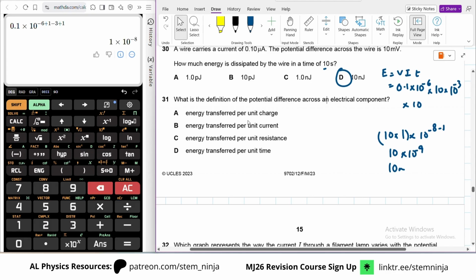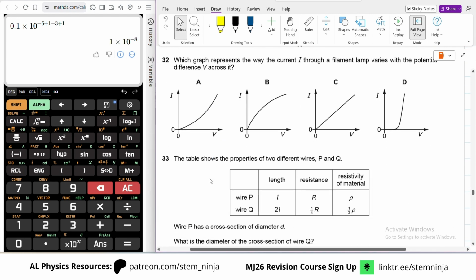What is the definition of potential difference across an electrical component? Energy transferred per unit charge. That's it, simple. Which graph represents the way current I through a filament lamp varies with potential difference V across it? So the resistance is increasing, so as you can see, if you see the secant through it, the resistance will actually decrease. The V over I ratio would decrease. So B is the right answer.